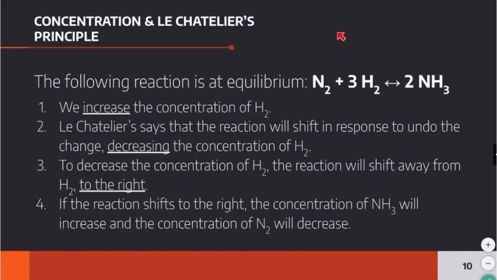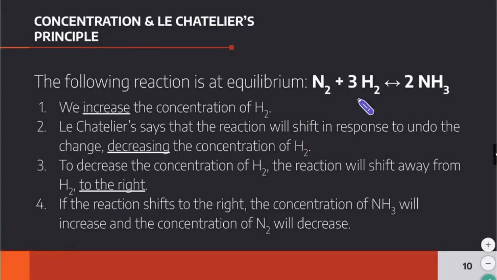So let's go through all the steps. I have this reversible reaction, N2 plus 3H2 in equilibrium with NH3. So step one, what are we doing to this? Well, let's say we increase the concentration of H2. We add more H2, increasing its concentration. Le Chatelier's principle always wants to undo the change we made, so the reaction will shift in response. Since we increased H2, it's going to want to decrease the concentration of H2.